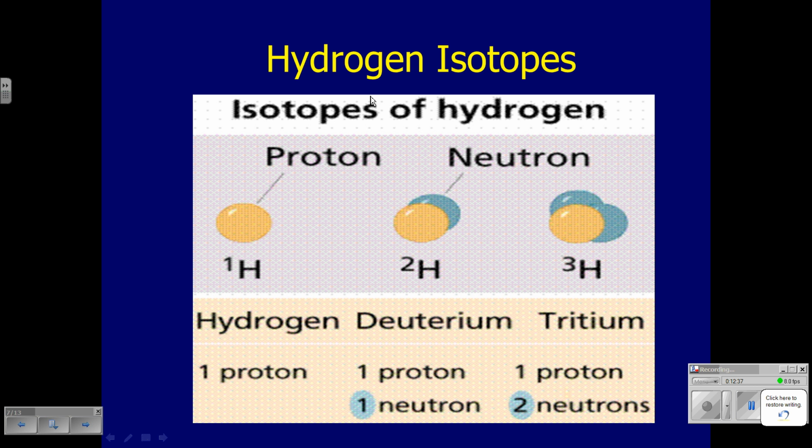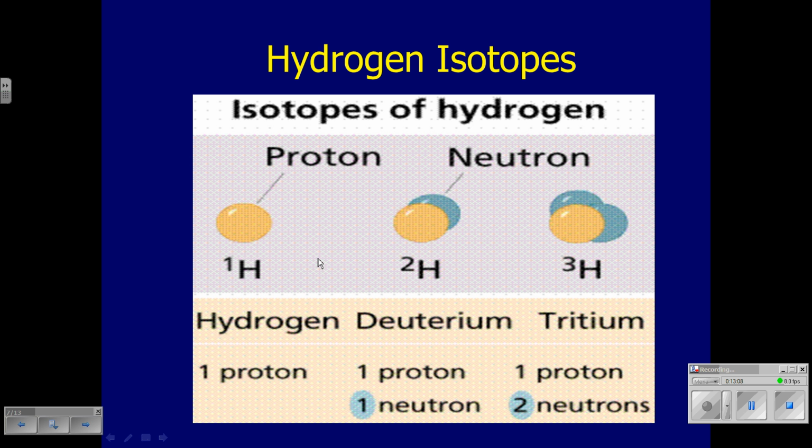Hydrogen has three different isotopes. Write this down as an example. There's hydrogen 1 with 1 proton, that's it, and most of the hydrogen in the universe is found in this form. There's hydrogen 2, and it's so important, it gets its own name, deuterium. It has 1 proton and 1 neutron, mass of 2. And there's a third type, tritium, which has 1 proton and 2 neutrons.